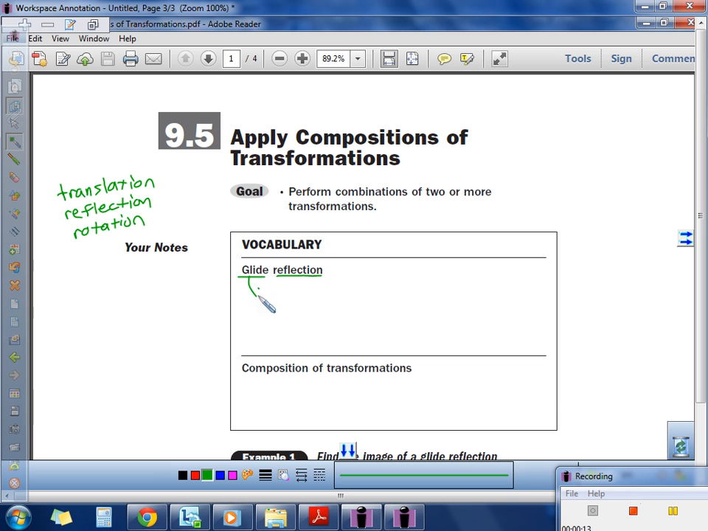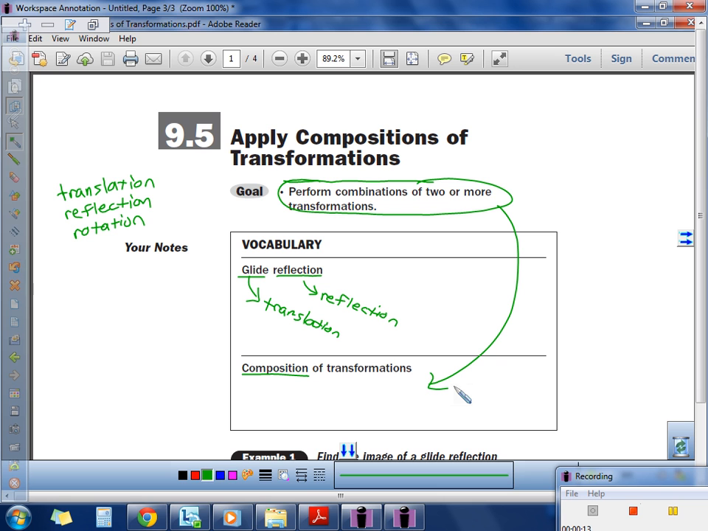A glide reflection is first a translation and then a reflection in that order. Translation, then reflection. One more time, when you see that word composition, what should you be thinking? Composition of transformations. What's that mean again? A combination of more than one, of two or more transformations. So really, what is a composition? That's a composition right there.